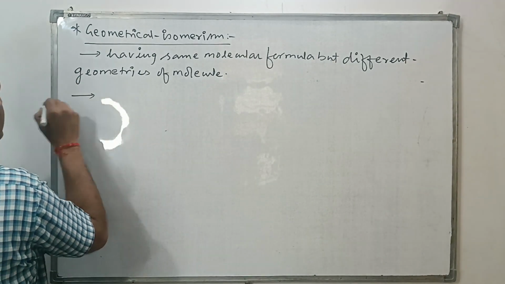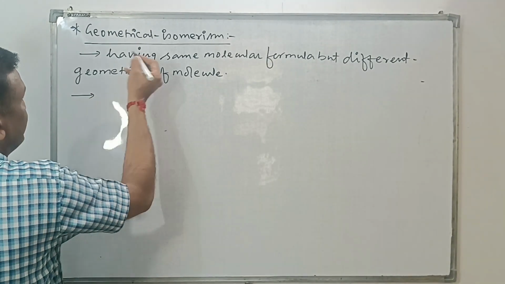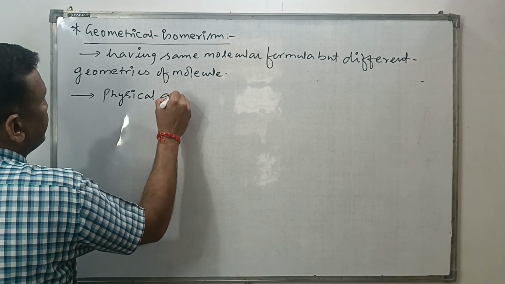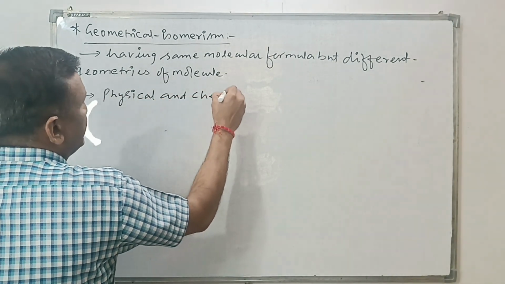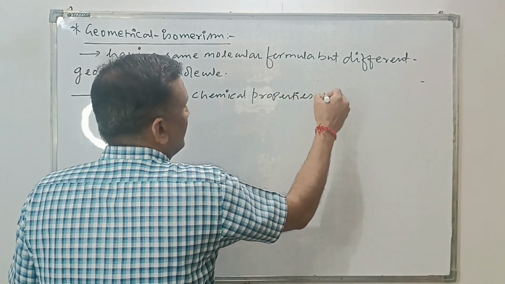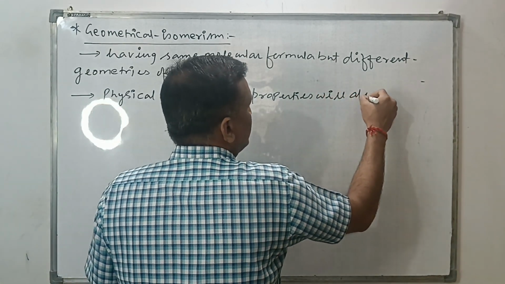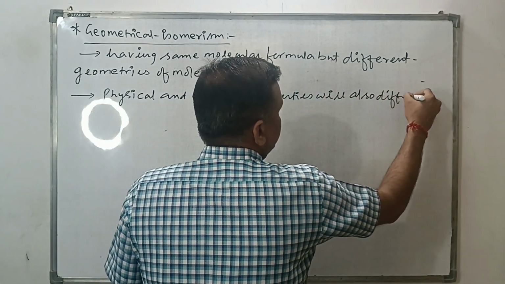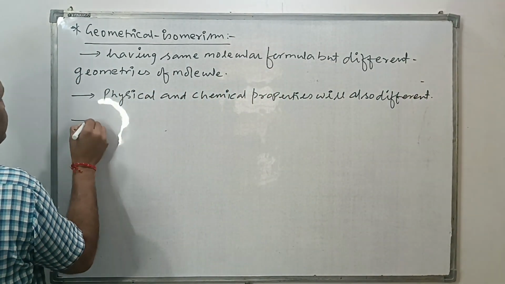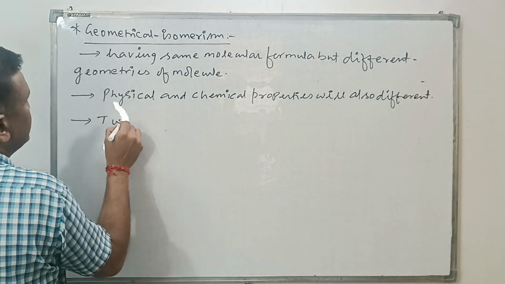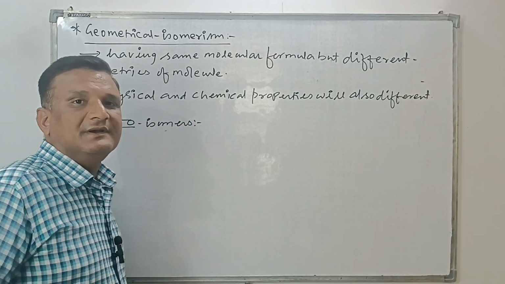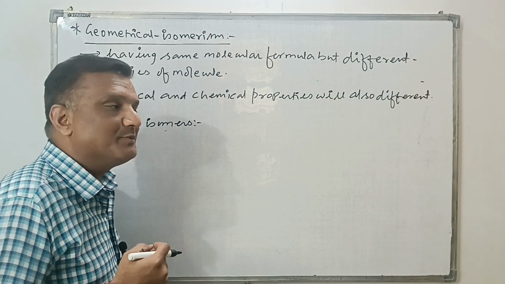If we go with the properties, then no doubt, due to different geometry, the physical and chemical properties will also be different. If we go with geometrical isomerism, there are generally two isomers. What are they? One is the cis isomer and another is the trans isomer.